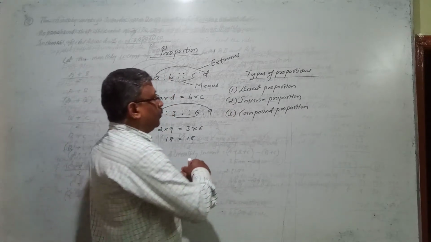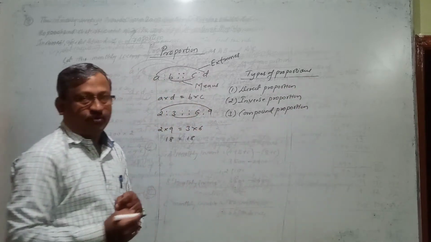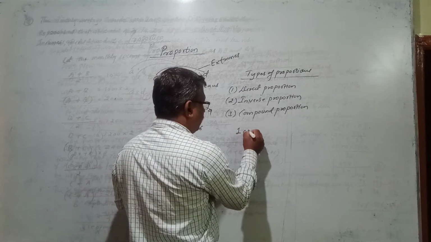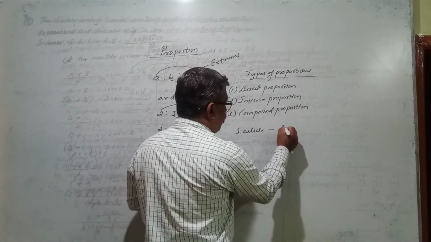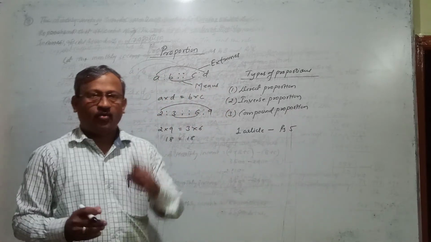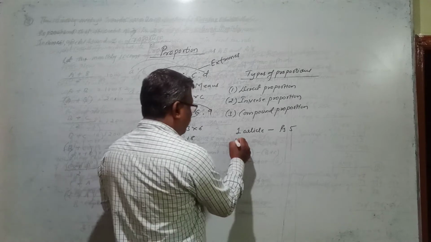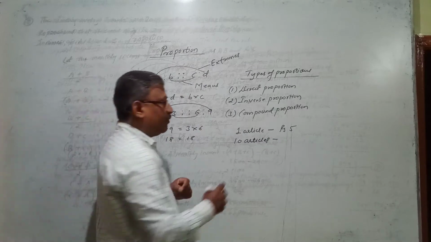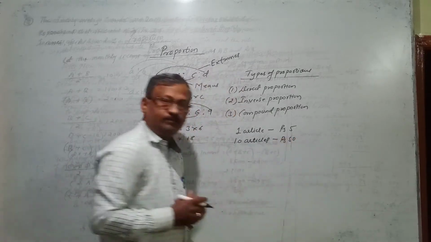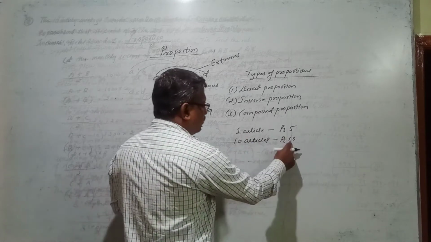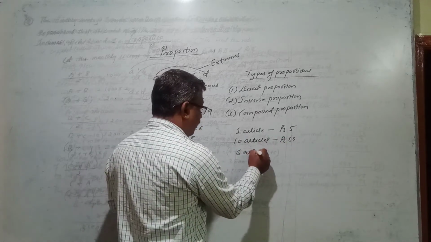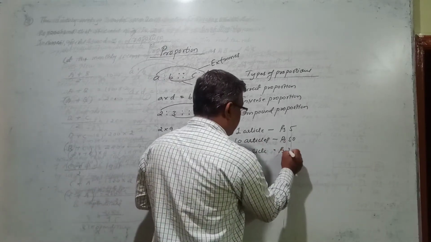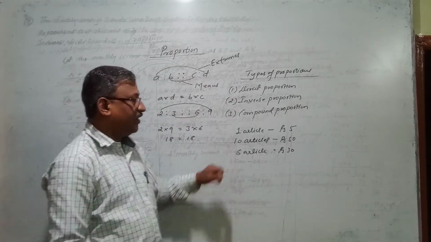Right? So just to clear the meaning of this direct proportion, you can have an example. Suppose one article costs you 5 rupees. Then 10 articles of the same type will cost you how much? Definitely it will cost you 50 rupees only. Or if 10 articles cost you 50 rupees, then 6 articles will cost you how much? Definitely less than this, right? Means 30 rupees.